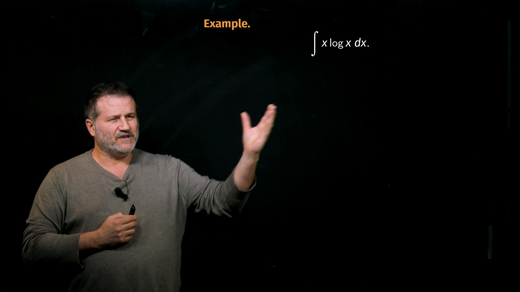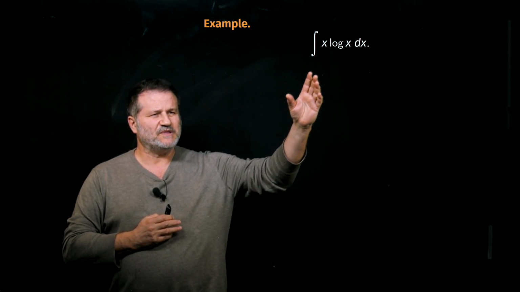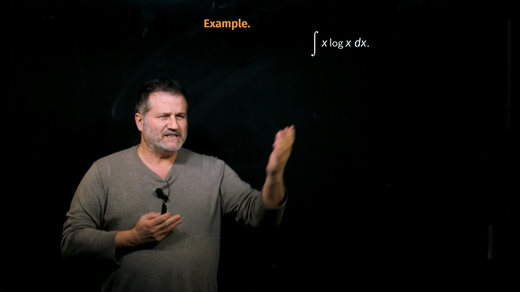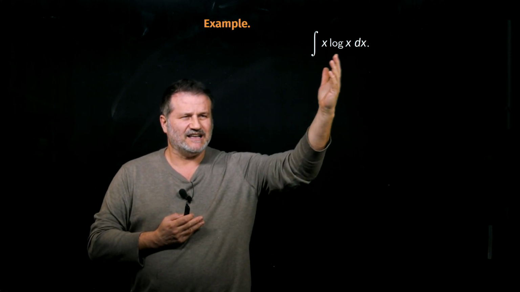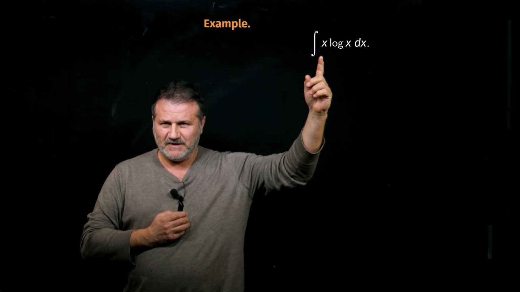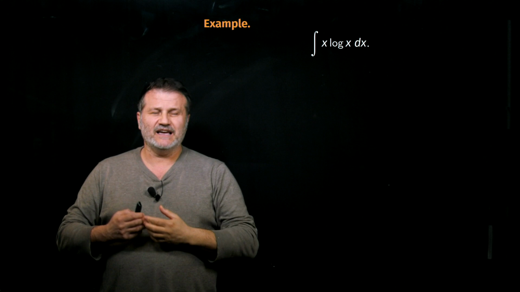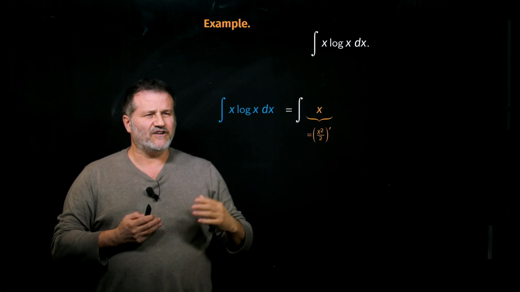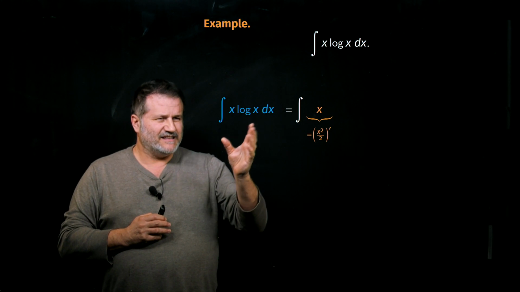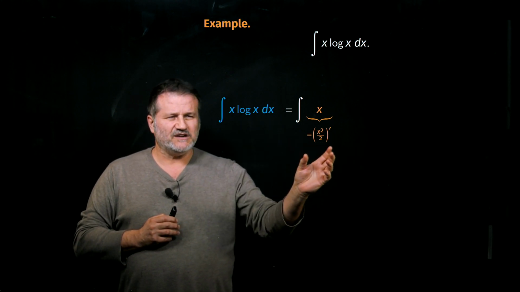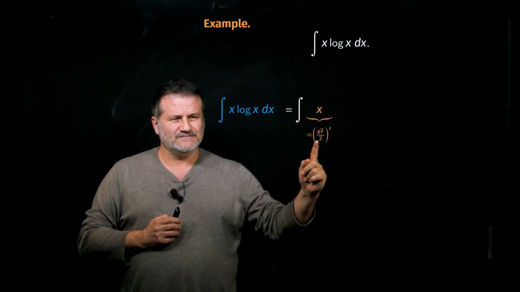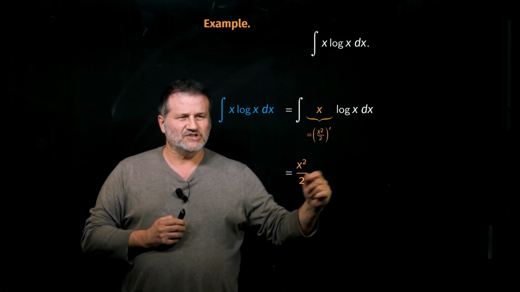The first example is the following. We have to compute the primitive of x times log of x. Clearly here we see immediately a product, x times log x. And one of the two factors, namely x, is easily a derivative. It is the derivative of x squared over 2. So we can see this as derivative of x squared over 2 times log x. So this is the f prime times g.